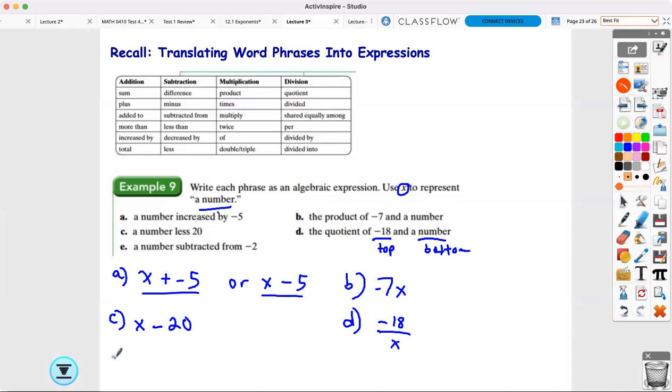Now, E is the trickiest one because of the wording. A number subtracted from -2. So it's gonna be -2 minus x. And we're done with example 9. Anyone need more time to write down the answers and the problem for example 9? Would anyone like more time?